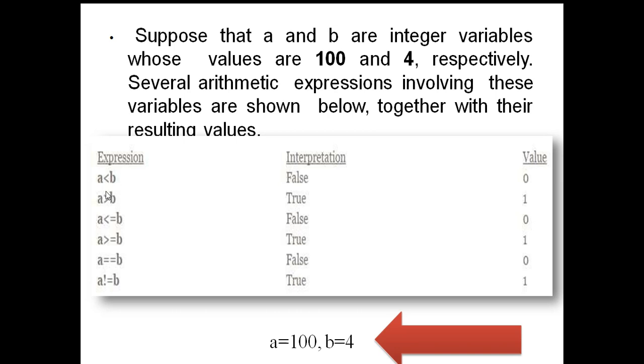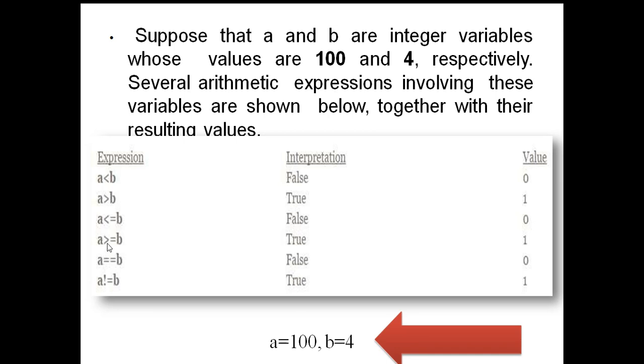Suppose the expression is A is less than B, where A is 100 and B is 4. That's why 100 is less than 4 will become false, and its value will be 0. A greater than B, where A is 100 and B is 4: 100 is greater than 4, that is true, and the value will become 1. 100 is less than or equal to 4 is false, and the value will be 0.